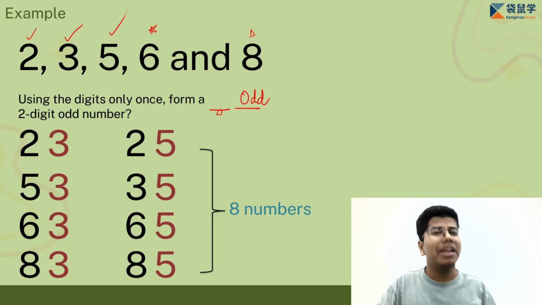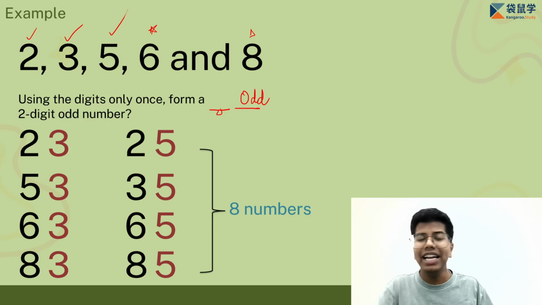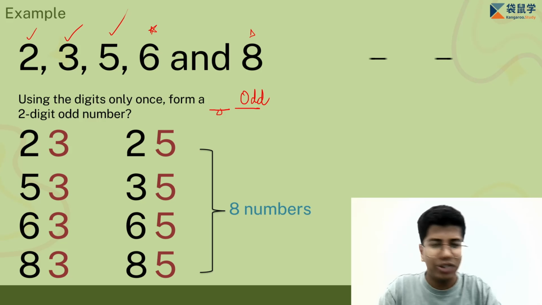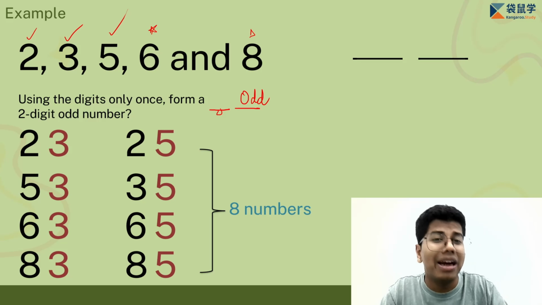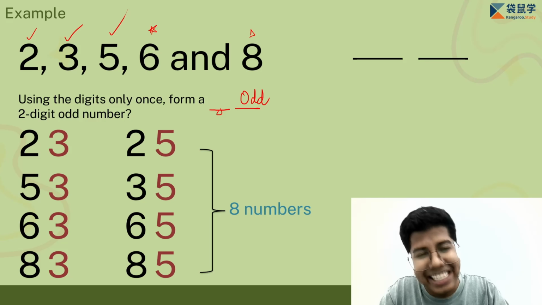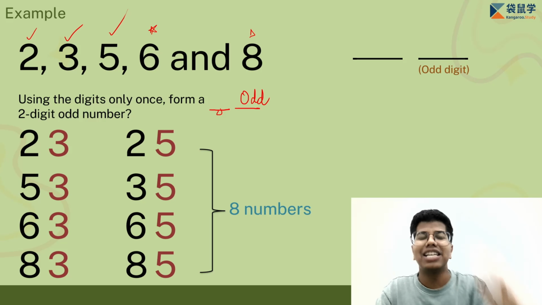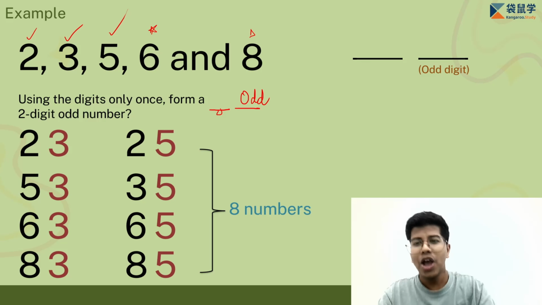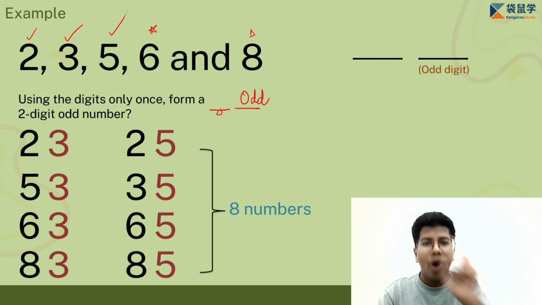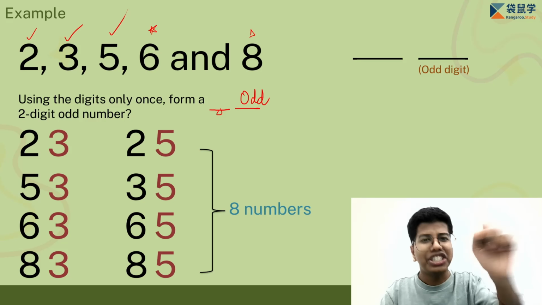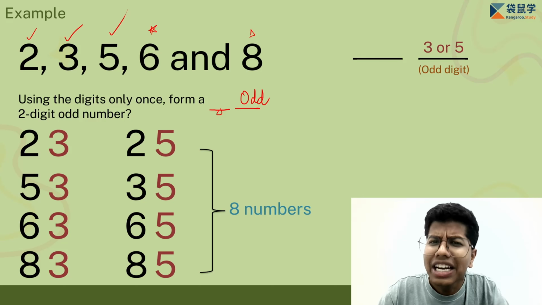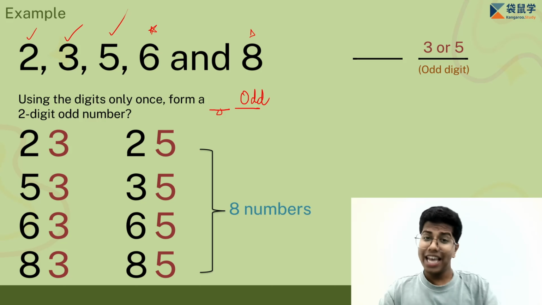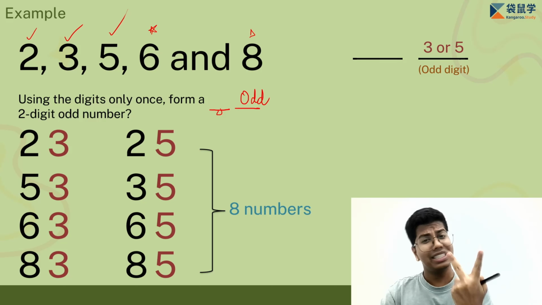So the principle remains the same. I have to find 2-digit odd numbers. So we have 2 places for the digits. Now, how can I ensure the number is odd? Yes, the last digit has to be odd. So here the last place should be an odd digit. So out of all the digits that I have, which digit can I put? Yes, we just saw it's 3 or 5. So how many digit options do I have? Yes, there are just two options, that is either 3 or 5.